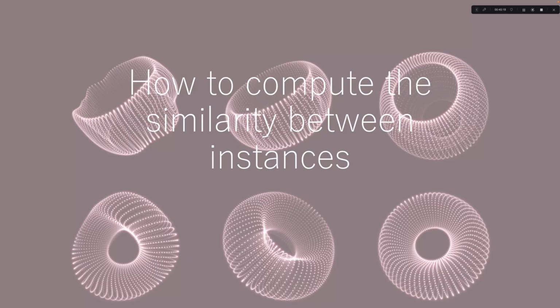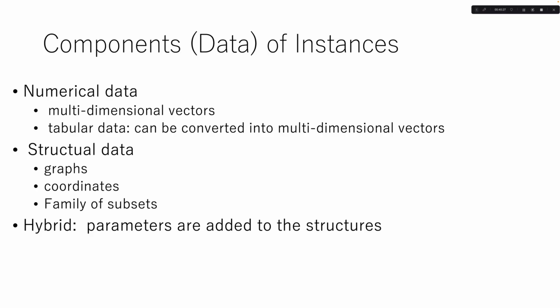When designing various MOAI approaches, a key factor is the concept of similarity between problem instances. A problem instance is a problem with specific numerical values. In general, the components of a problem instance can be broadly categorized into numerical data, structural data, and hybrid types. Numerical data that can be expressed purely through numbers is referred to as tabular data, which can be converted into multidimensional vectors. Structural data includes graphs, coordinates, and family of subsets. Hybrid types involve data where parameters are added to the structure.